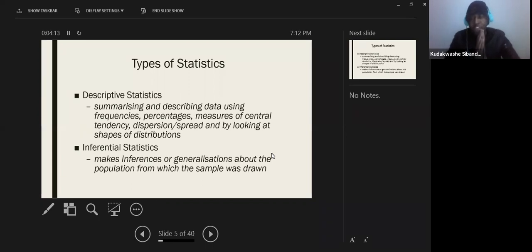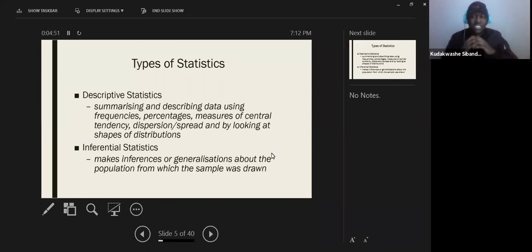So the first type of statistics, the more general one, is called descriptive statistics. Basically, when you're talking about descriptive statistics, we're talking about summarizing and describing data. So when you are summarizing the data and describing it, you make use of frequencies, percentages, measures of central tendency, measures of dispersion. Or sometimes you can look at the shape of distribution. Maybe you've heard of the normal distribution curve. That's all statistical terminology.